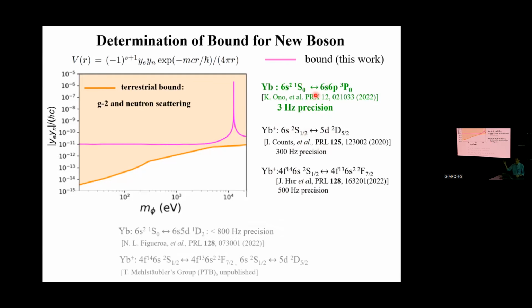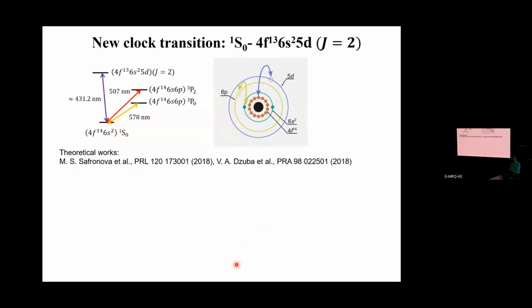In this respect, recently the precision isotope measurement for another neutral ytterbium transition and also improved results for the ytterbium ion were reported quite recently. So this is quite a hot topic, I think. To improve the precision of isotope shift measurement, we need more ultranarrow transitions for ytterbium atoms.